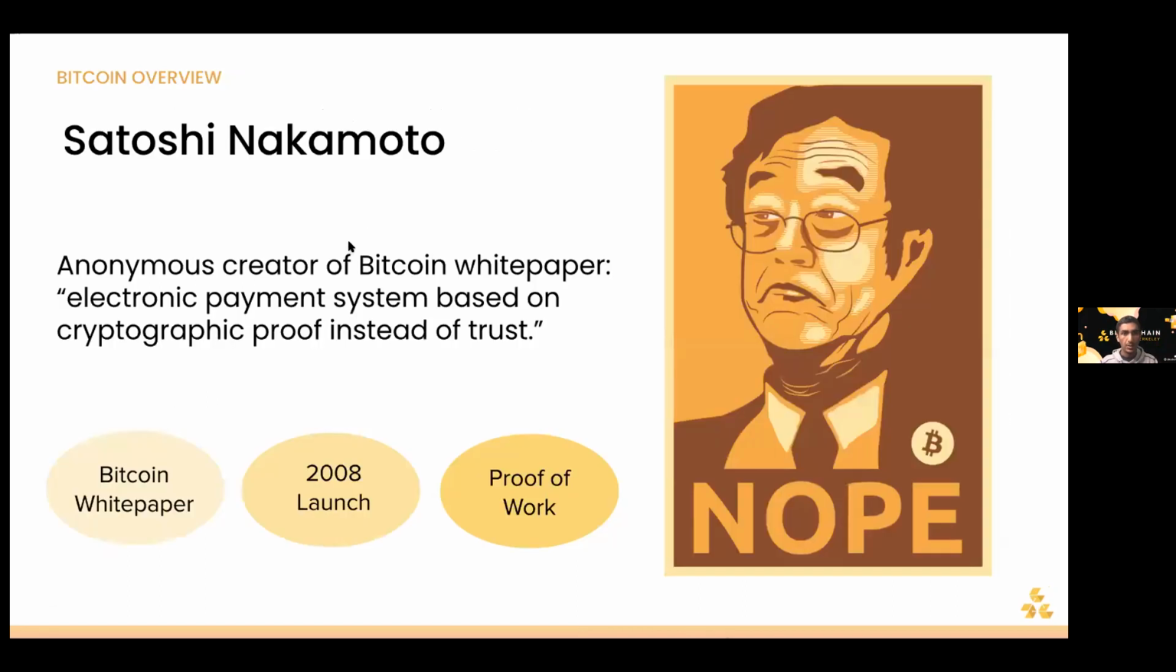So who was Satoshi Nakamoto? Satoshi Nakamoto is the famous person who invented Bitcoin. It's an anonymous person, that's not his real name, and he released the Bitcoin white paper in 2008, which was an electronic payment system based on cryptographic proof instead of trust.